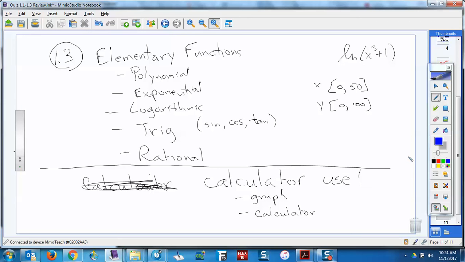There'll be some problems on here where the calculator's not going to do you any good. You're not going to need it, but somewhere you do.